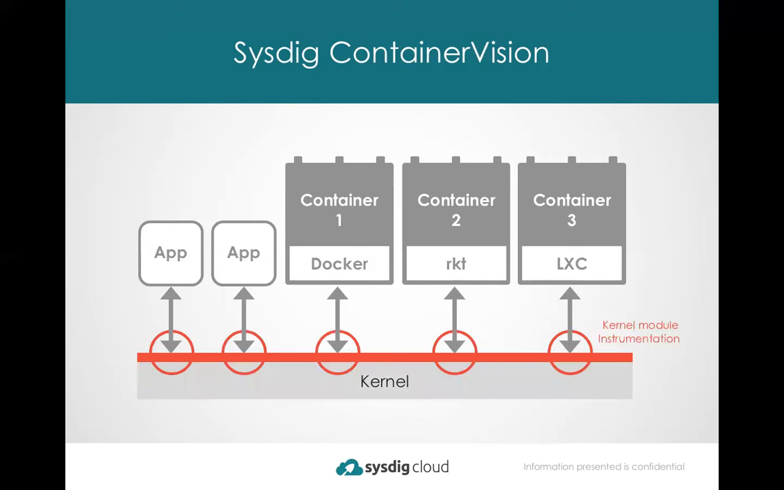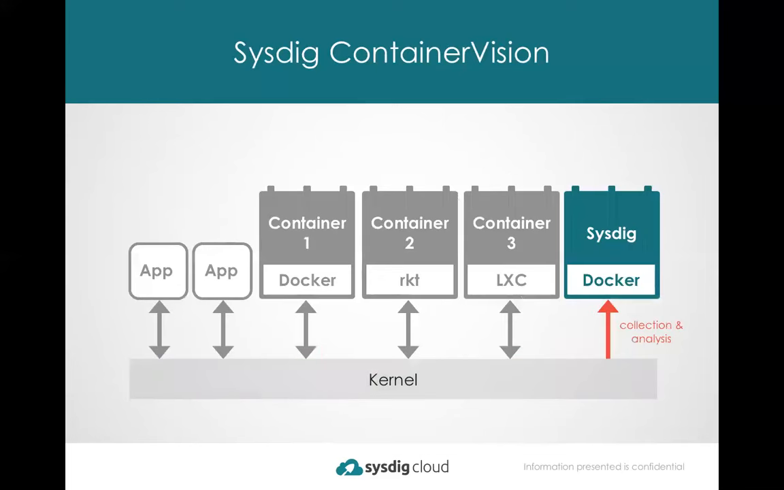What Sysdig does is we actually turn on a kernel module in the host OS. And from this vantage point, we can see every single system call that every single container or application or process makes. Using and capturing this information, we can then send it to our Sysdig container for collection and analysis. And by doing this, we can fundamentally see inside every other container and what it's doing without having to instrument each one individually.